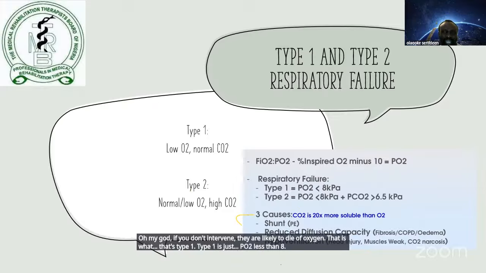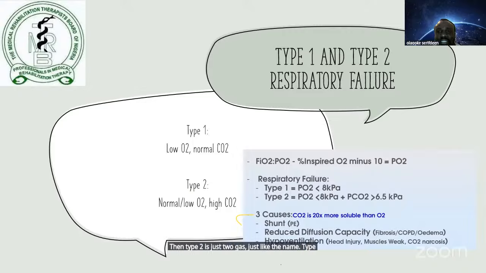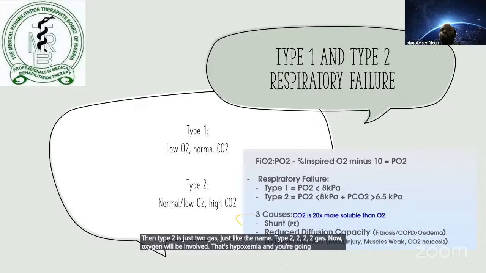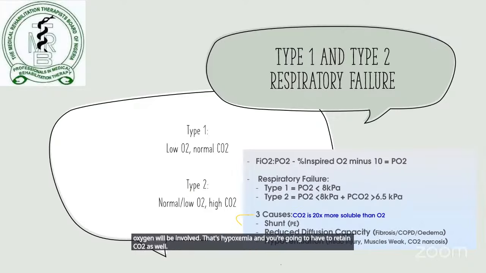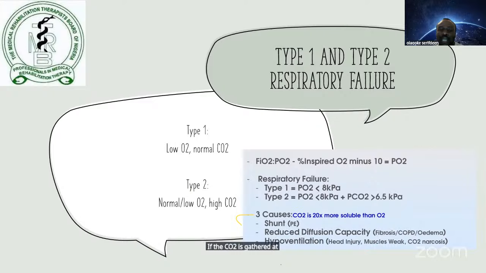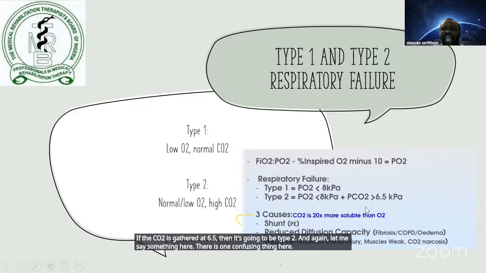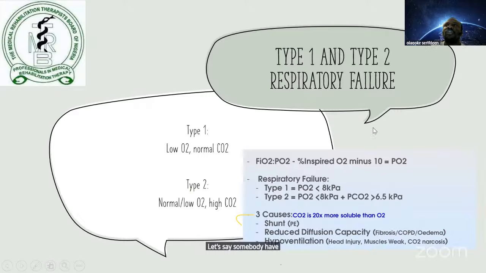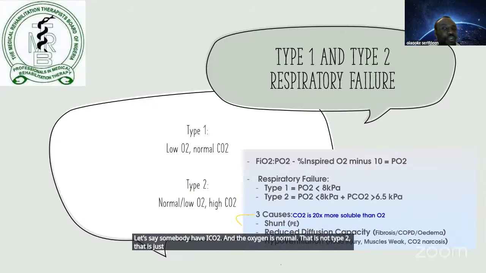Then type 2 is 2 gases, just like the name, type 2. Oxygen will be involved, that's hypoxemia, and you're going to have to retain CO2 as well. If the CO2 is greater than 6.5, then it's going to be type 2. And again, let me say something here. There's one confusing thing. Let's say somebody has high CO2, and the oxygen is normal. That is not type 2. That is just hypercapnic respiratory failure. For you to have type 2, the 2 gases, that is where the name comes from, must be present. Oxygen must be there, CO2 must be there.